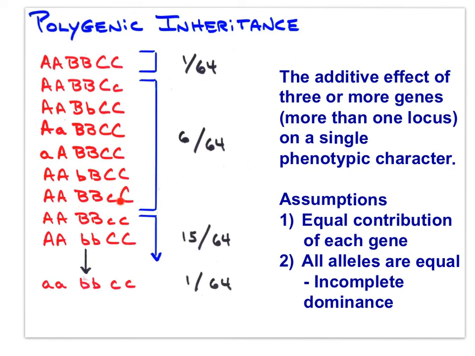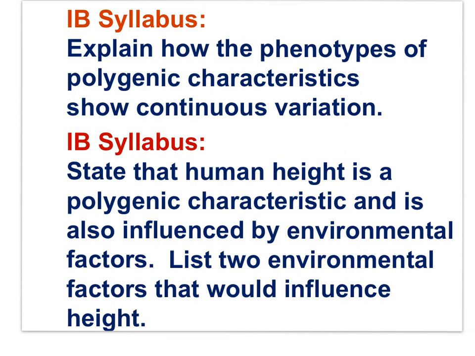This one has the same phenotype as this, as both individuals have 1 recessive and 5 dominants. These 2 individuals have the same phenotype, 4 dominants, 2 recessive, 4 dominants, 2 recessive, and so forth. Again, 64 genotypes, 7 phenotypes, again on the edge of showing continuous variation, the bell-shaped curve. So at this point, could you explain how the phenotypes of polygenic characteristics show continuous variation? You should think about the bell-shaped curve here.